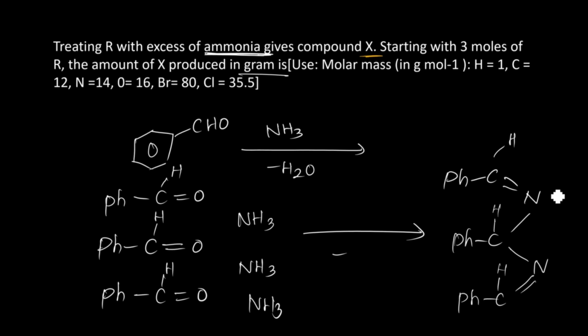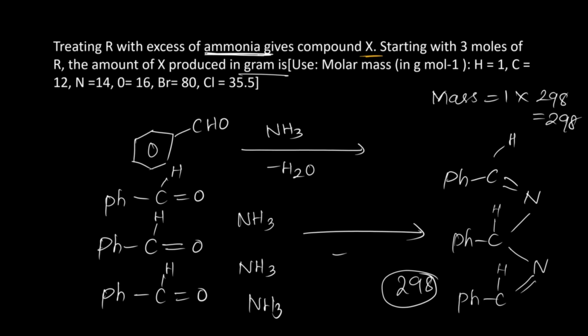So here the total molecular mass will become 298. So 298 is its molecular mass. 3 moles of R gives 1 mole of this compound. So the total mass will be 1 into 298, which turns out to be 298 as your answer.